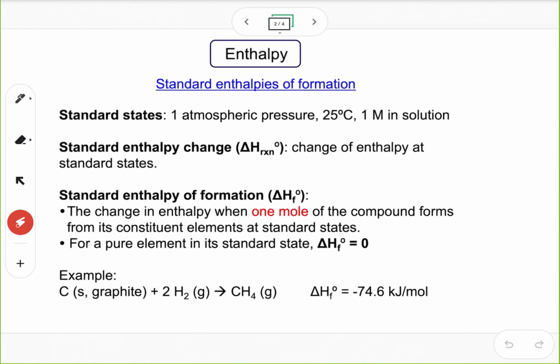If you are talking about delta HF0 for methane gas, CH4, then according to the definition here, that's going to be the change of the enthalpy when 1 mole of the methane gas is synthesized. Right here, the coefficient is 1. So in this equation, the first condition is satisfied. You have 1 mole of the methane CH4 synthesized from this reaction. Now, second condition, forms from its constituent elements.